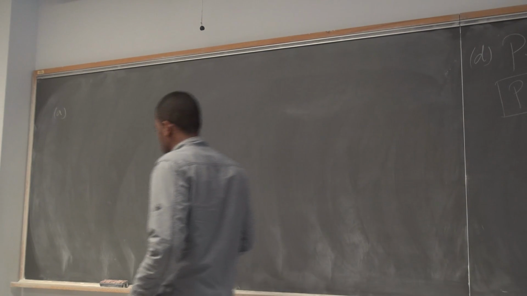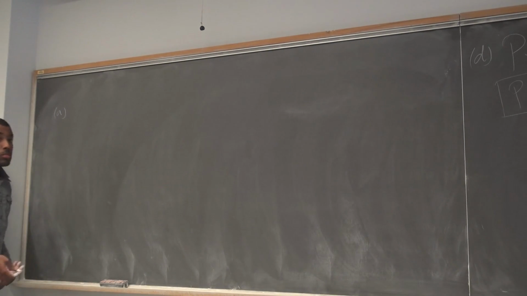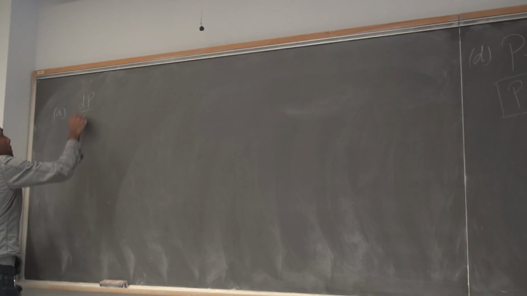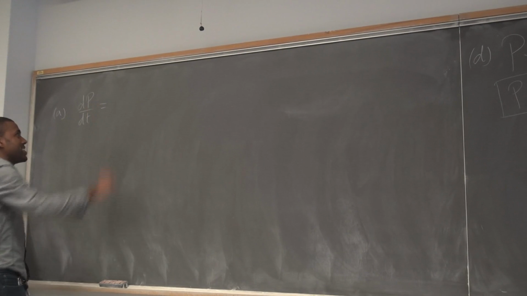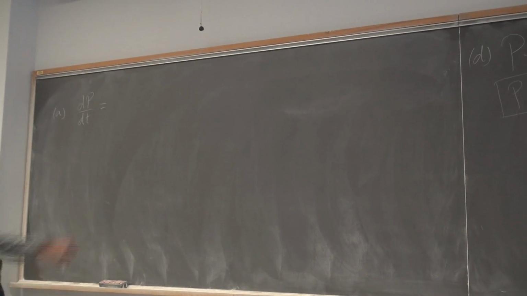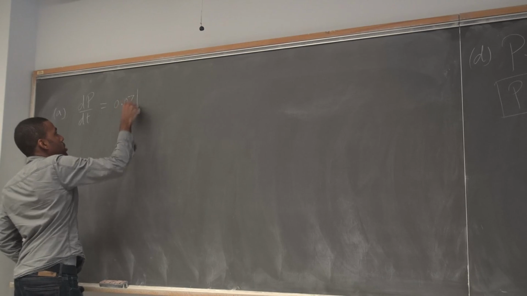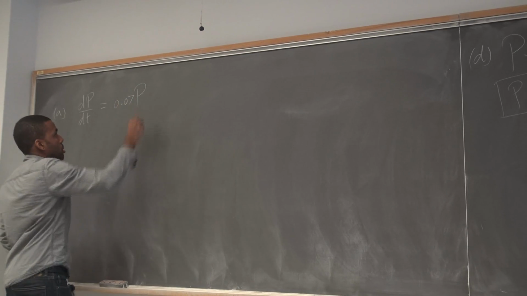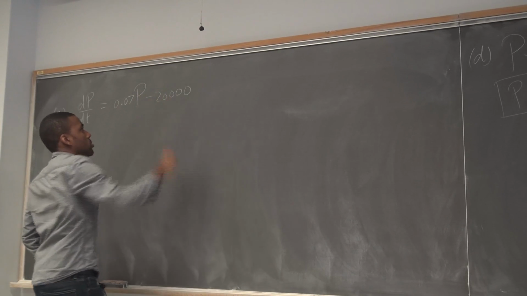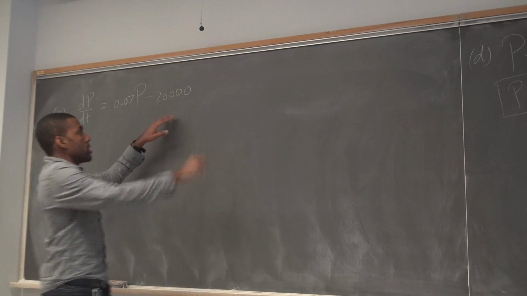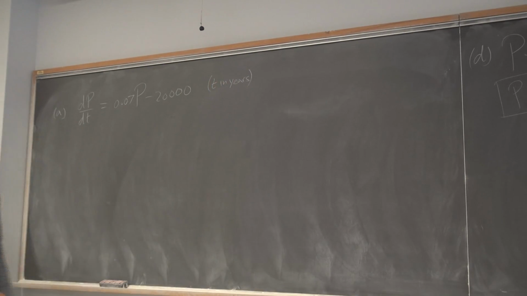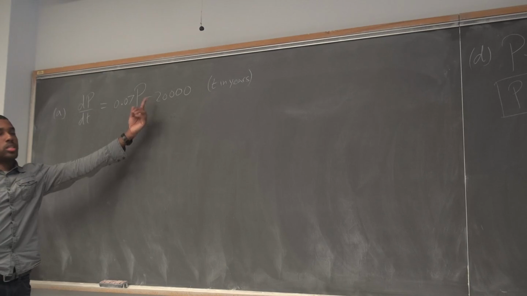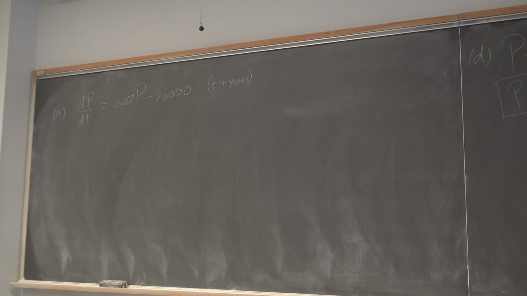Can we get the ODE here? Okay, that's the easy part. I know there's a dP/dt in there somewhere. It's 0.07P minus 20,000. And of course, when I put 20,000, I'm assuming t in years, because that's how much she's withdrawing per year. So it's growing by this rate, but she's diminishing its growth rate by that much per year.